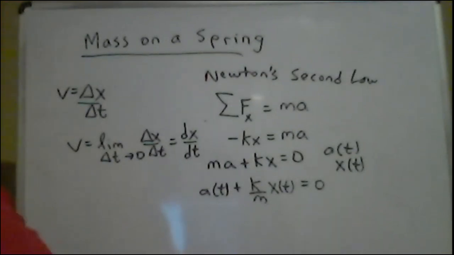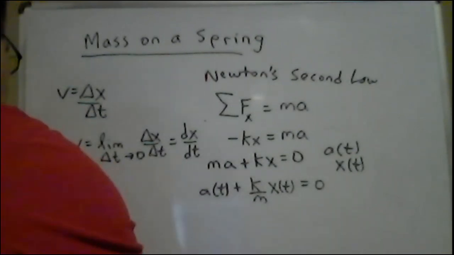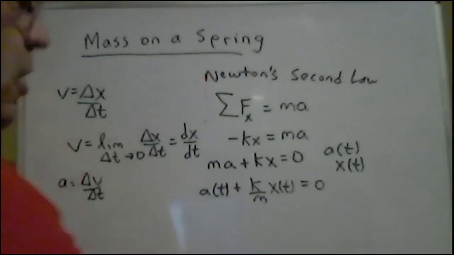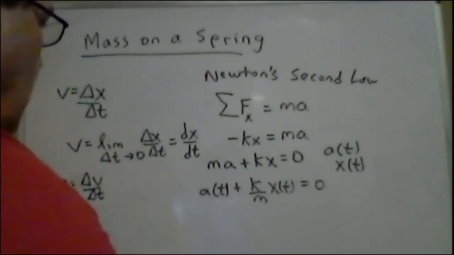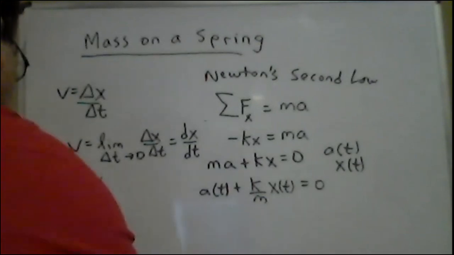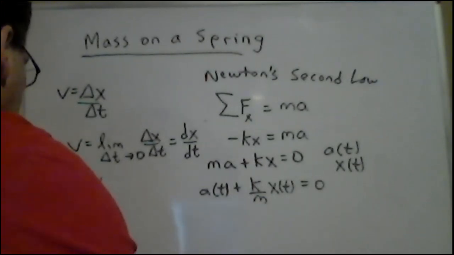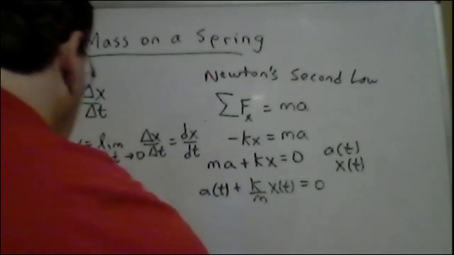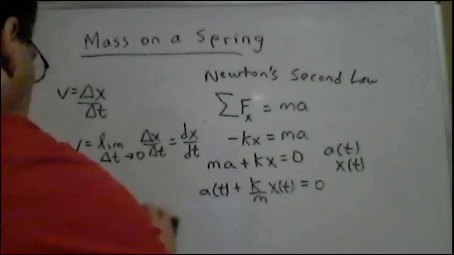But we can go one step further. Remember, the acceleration we know as delta v with respect to t. But we want to do, again, instantaneous acceleration. So I would say what? I would say, well, a is the limit as delta t approaches 0 of delta v with respect to t.